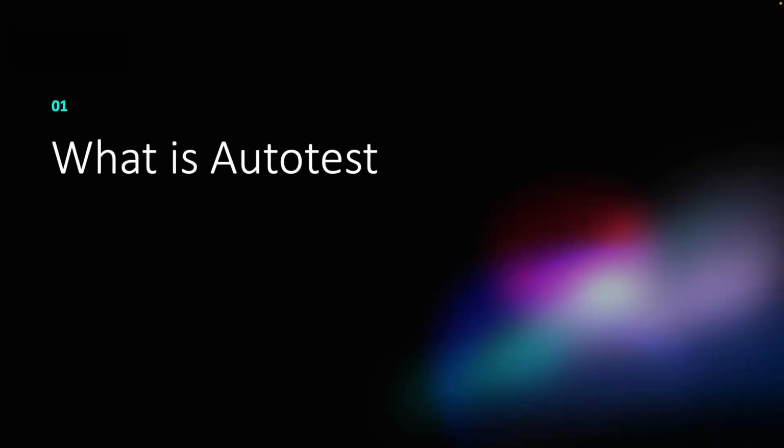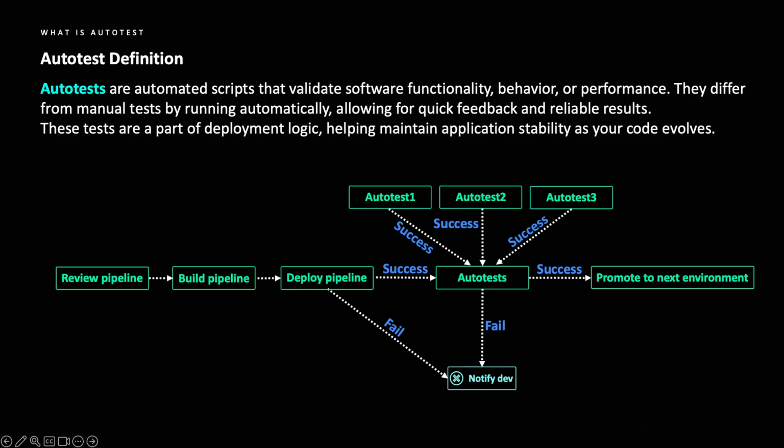Let's start from the beginning. An autotest is a self-executing software test that automatically verifies the behavior, functionality, or performance of a program. Unlike manual testing, autotests run without user intervention, providing rapid feedback and consistent results. They are integrated into continuous deployment pipelines to ensure that applications remain stable and reliable as code changes over time.